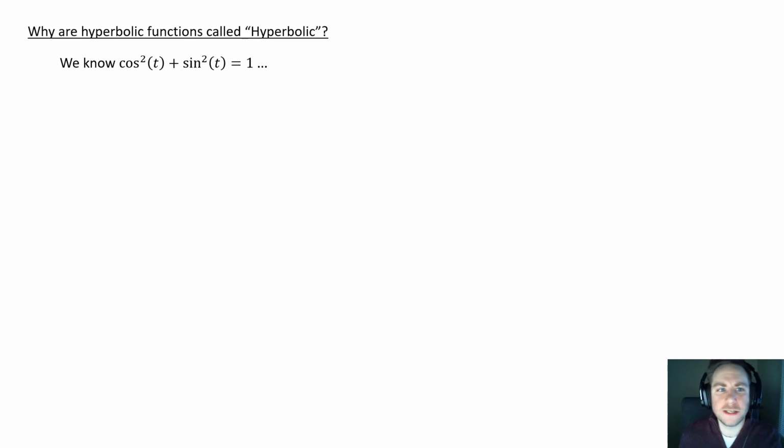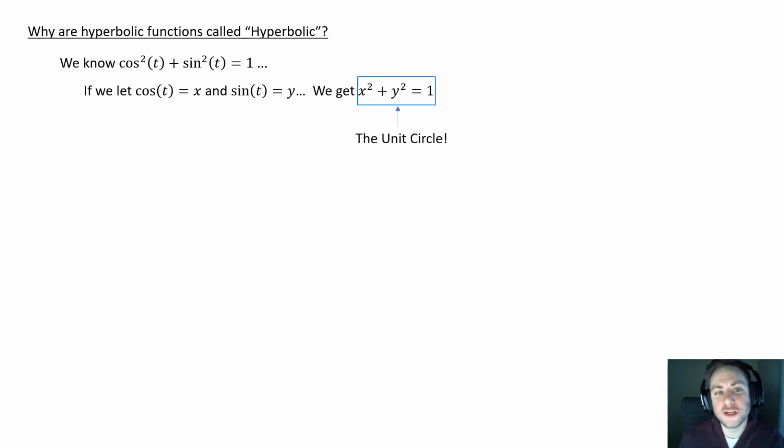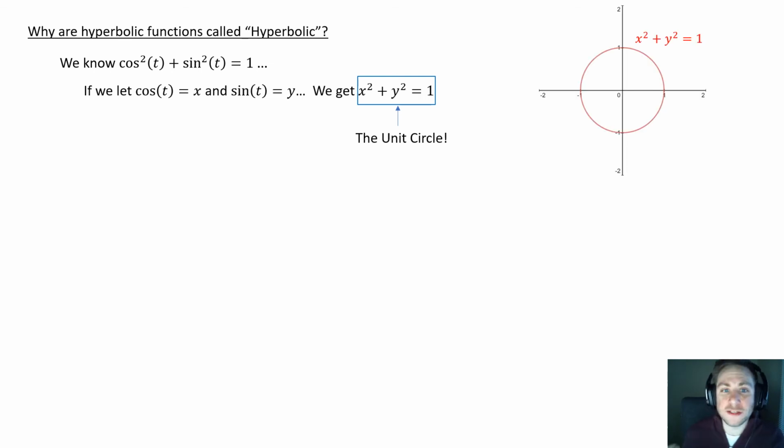So let's take this identity, and let's say cos of t and sine of t get represented as x and y respectively. If we do that, then our identity becomes the equation x squared plus y squared equals 1. And you should recognize this equation. It's the equation of the unit circle. Now, what this means is that cos and sine respectively designate the x and y coordinates of all the points on the unit circle. And that's something that you already know from high school, but let's see if we can apply the same type of thinking to hyperbolic functions.